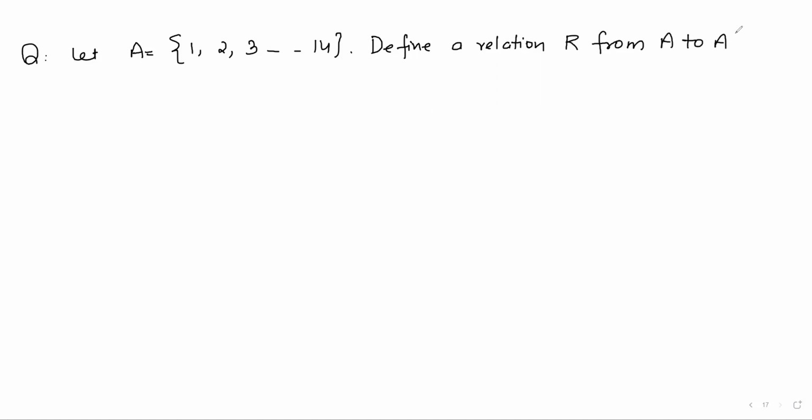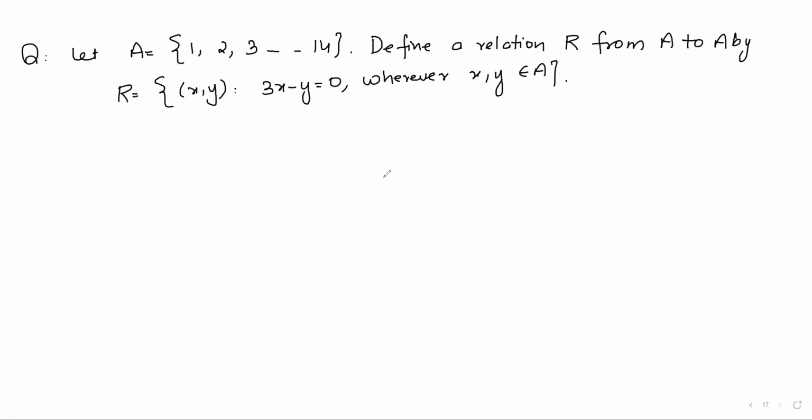Let A be equal to {1, 2, 3, and so on up to 14}. Define a relation R from A to A by R is equal to {(x, y): 3x minus y is equal to 0, where x, y belong to A}. Okay, so we need to find a relation.